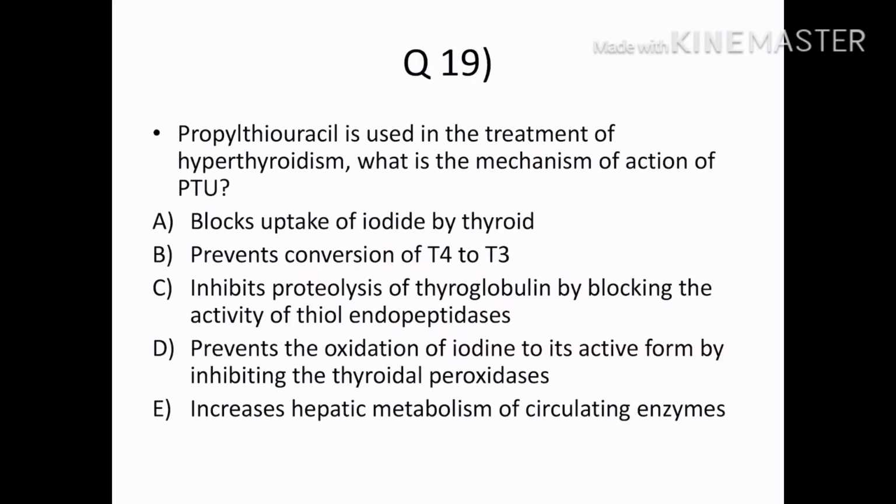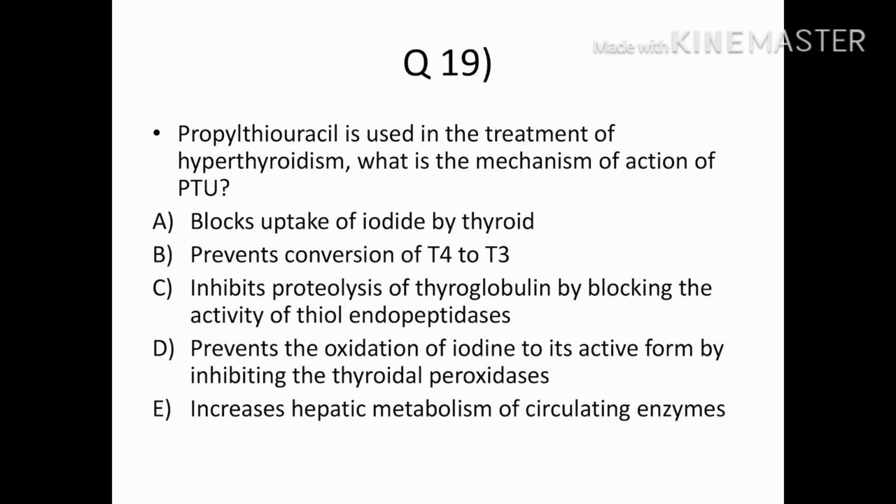Question number 19. Propylthiouracil is used in the treatment of hyperthyroidism. What is the mechanism of action of propylthiouracil? A. Blocks uptake of iodine by thyroid. B. Prevents conversion of T4 to T3. C. Inhibits proteolysis of thyroglobulin by blocking the activity of thiol endopeptidases. D. Prevents the oxidation of iodine to its active form by inhibiting the thyroidal peroxidases. E. Increases hepatic metabolism of circulating enzymes.